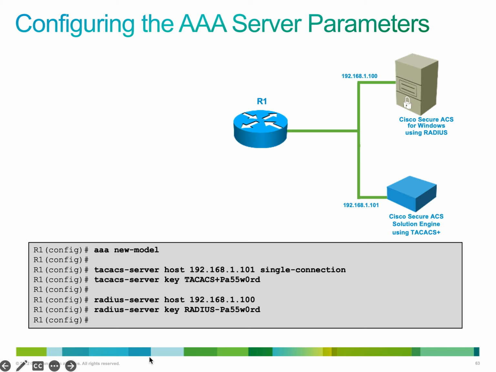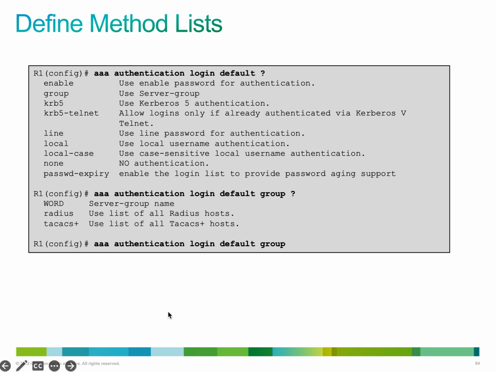Router1(config)# aaa new-model there. Router1(config)# tacacs-server host, you put the IP address and then single-connection. Then you do it again, tacacs-server key, you put the password there. Router1(config)# radius-server host. You're doing it for TACACS+ and for RADIUS. Same thing you did here, you do here. Okay, you're configuring for both of them.